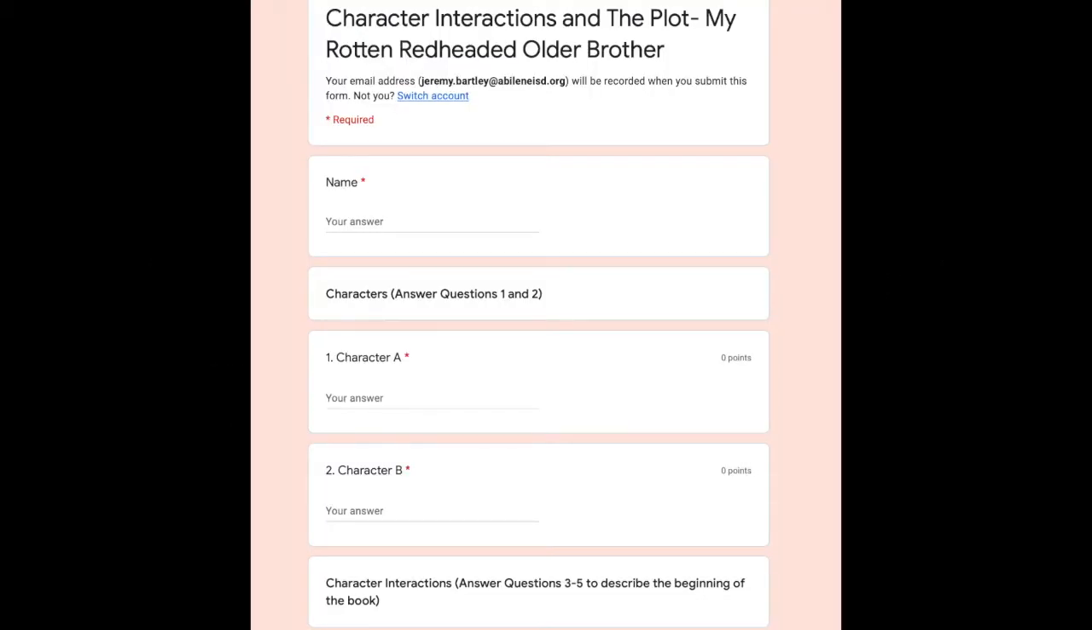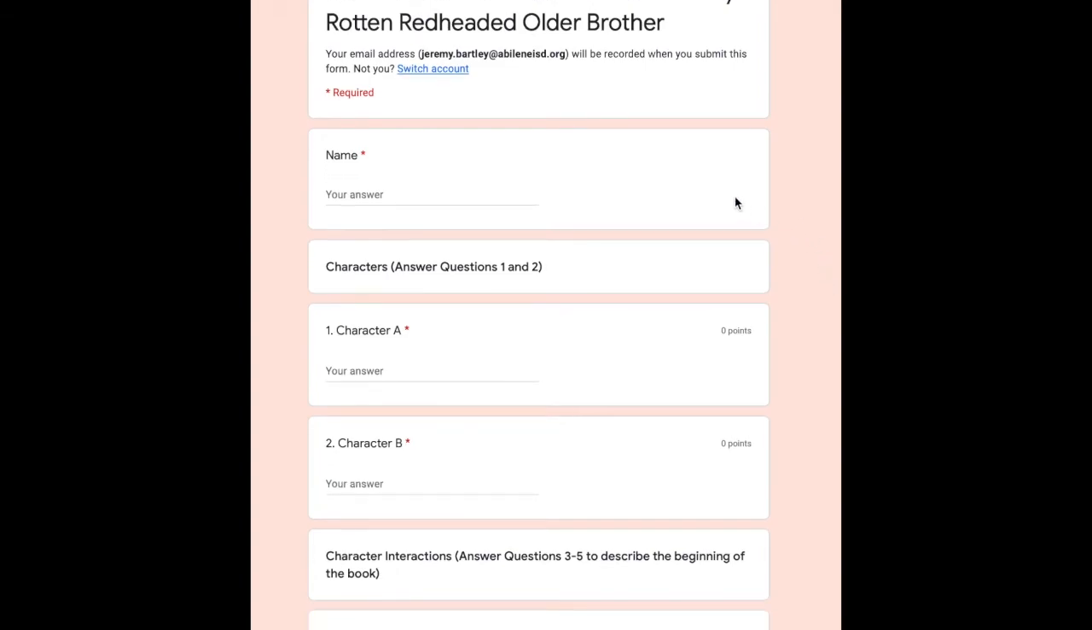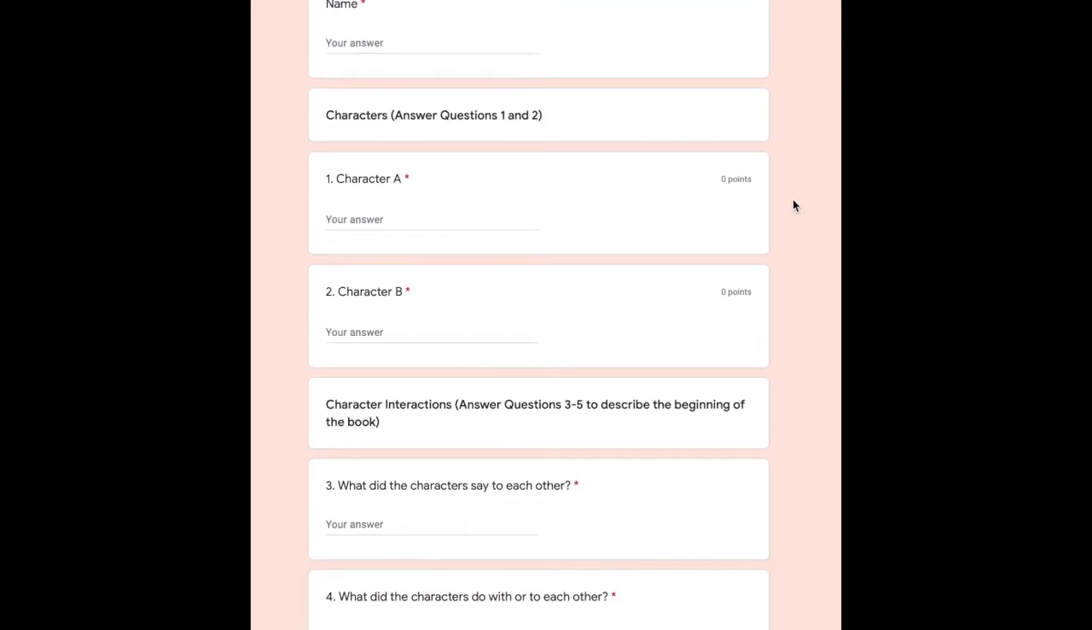We have just now finished listening to My Rotten Redheaded Older Brother. Now what we are going to do is look at this Google form and look at the character interactions and the plot. So with the Google form, you're going to put your name, your actual name, and then you are going to have the characters from the story. So character A and character B. These are the two characters that you believe are the most important to this story.